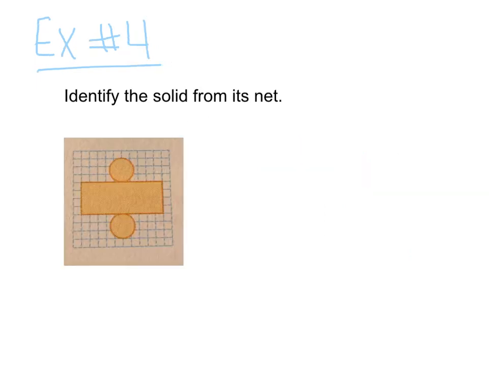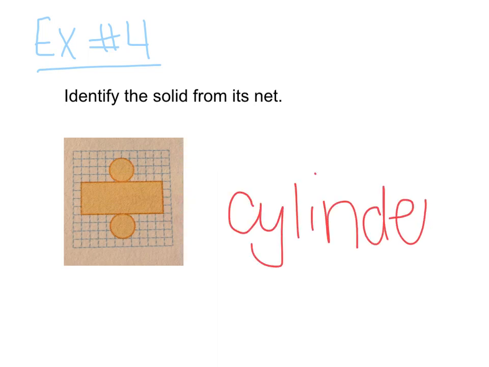And our last one, same thing. This one is going to be a cylinder. And I know that because this would go around, and these two shapes would be one on top and one on the bottom.